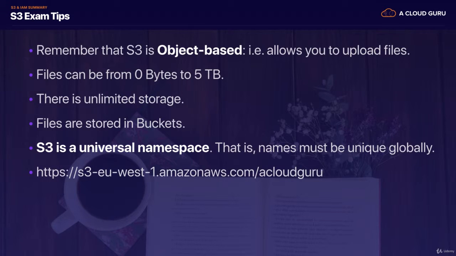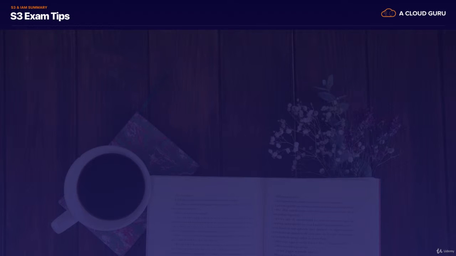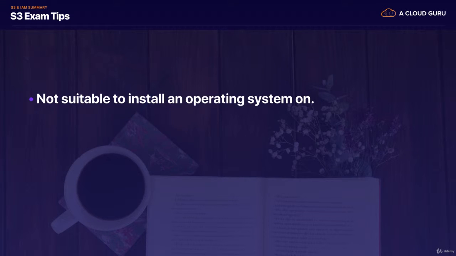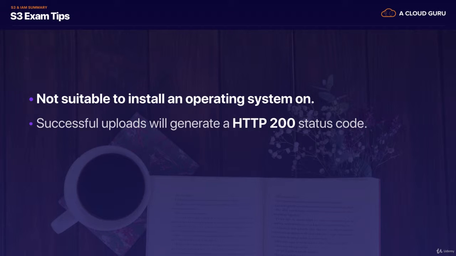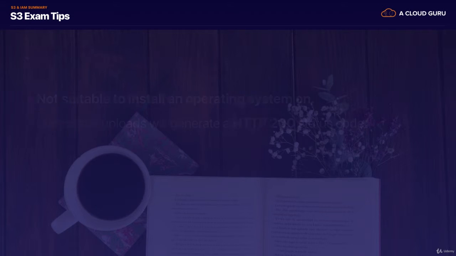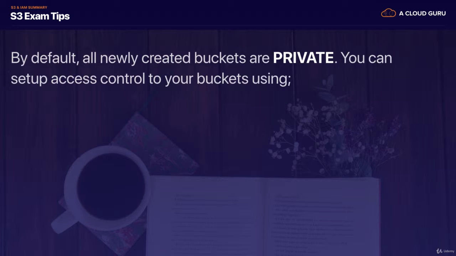And this is what the URL looks like when going to S3. It's always S3, then the region, and then .amazonaws.com, and then / your bucket name. Now, remember that S3 is object-based storage, so it's not suitable to install an operating system on or a database or anything like that. And when you upload objects or files to S3, your browser is always going to get an HTTP 200 status code that the upload has been successful.